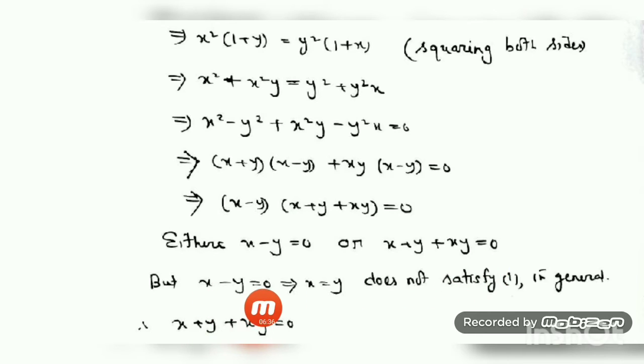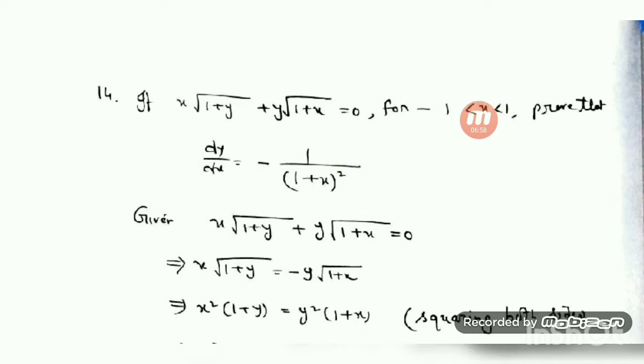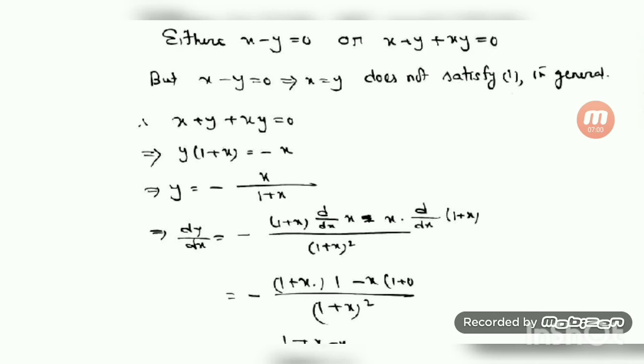Now you see, x minus y cannot be equal to 0. If I consider x minus y as equal to 0, x will be equal to y, which doesn't satisfy the given condition. Because you see, if I put x equal to y, then we'll get x under root of 1 plus x, plus x under root of 1 plus x. That is 2 times x into under root of 1 plus x. Is it equal to 0? No. Because x lies between 1 and minus 1. Okay, so since it cannot be equal to 0, that's why you must have what? This is equal to 0.